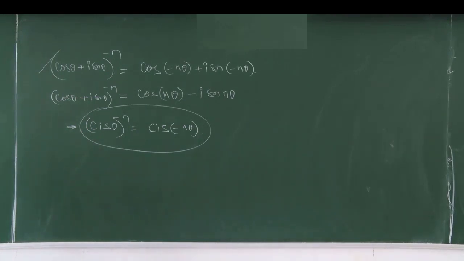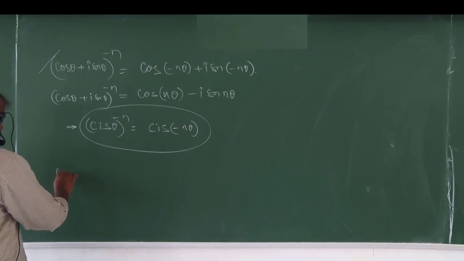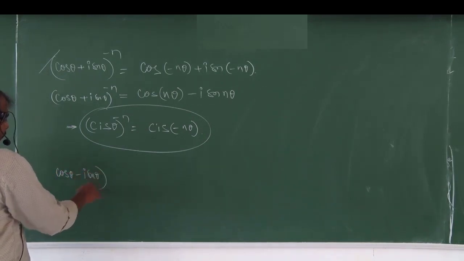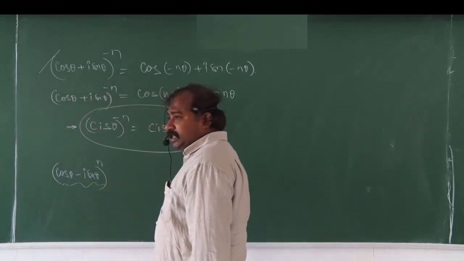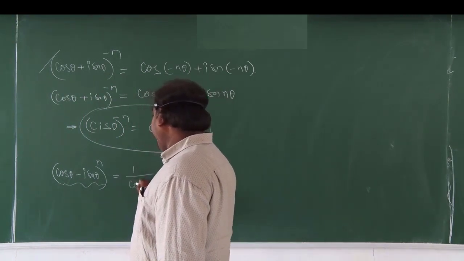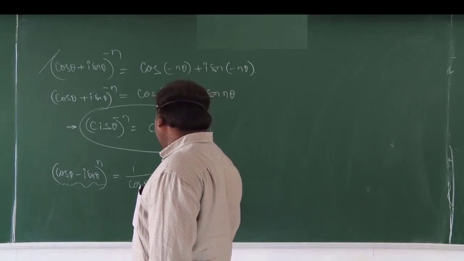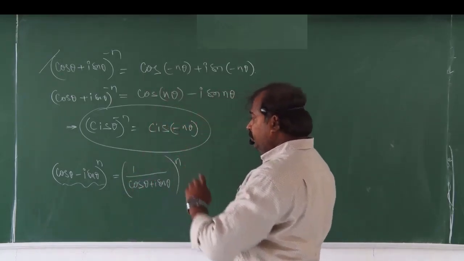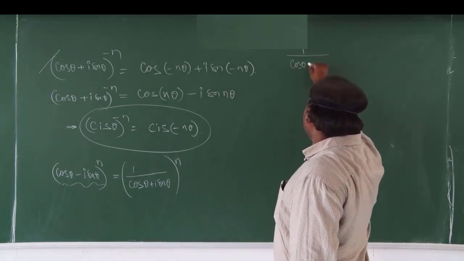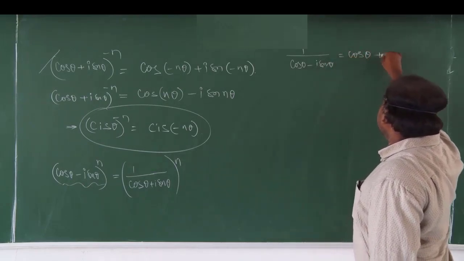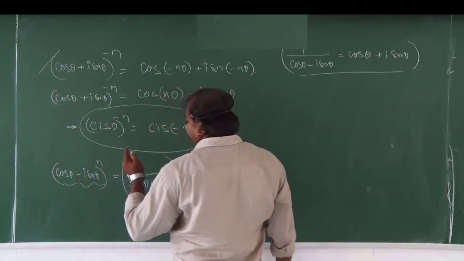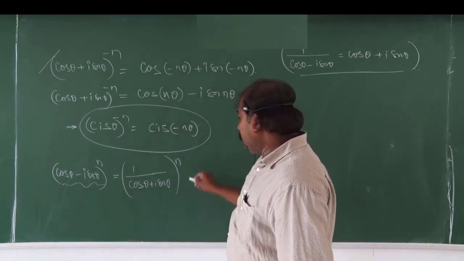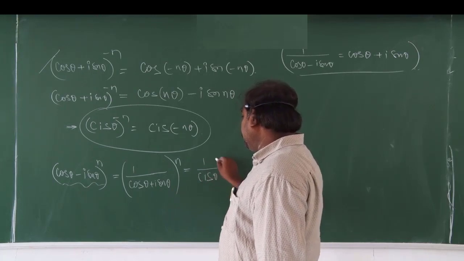Next, for example, if they give cos theta minus i sin theta whole power n, then what about this total value? Now cos theta minus i sin theta, how can I write that value? As 1 by cos theta plus i sin theta. Since we are given already 1 by cos theta minus i sin theta equals cos theta plus i sin theta, basing on this I can write cos theta minus i sin theta whole power n as 1 by cos theta plus i sin theta whole power n. Now this is 1 by cis theta whole power n.